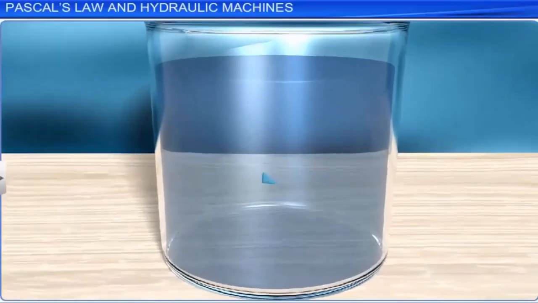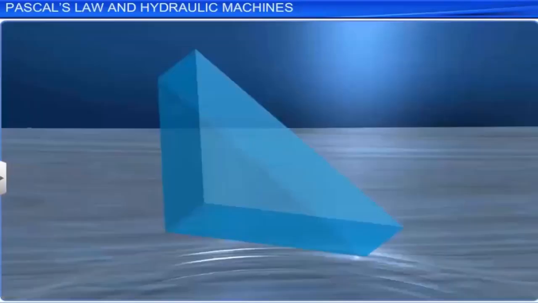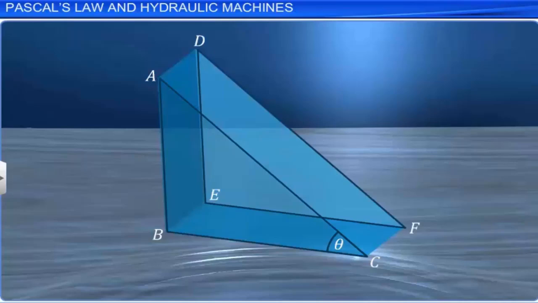Consider a very small element of fluid in the form of a right-angled prism, ABC, DEF, inside a fluid at rest. As the element is very small, every part of it is considered at the same depth, and hence the effect of gravity is the same at all points of the fluid element. We know that the force exerted by the rest of the fluid on the element is normal to the surface.